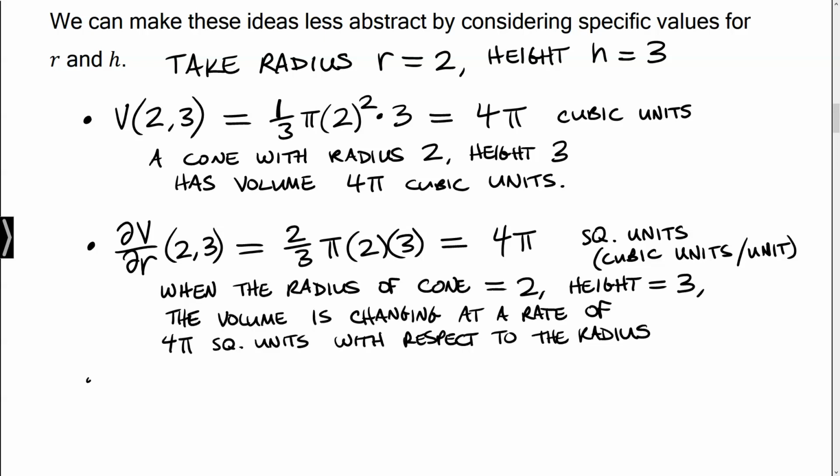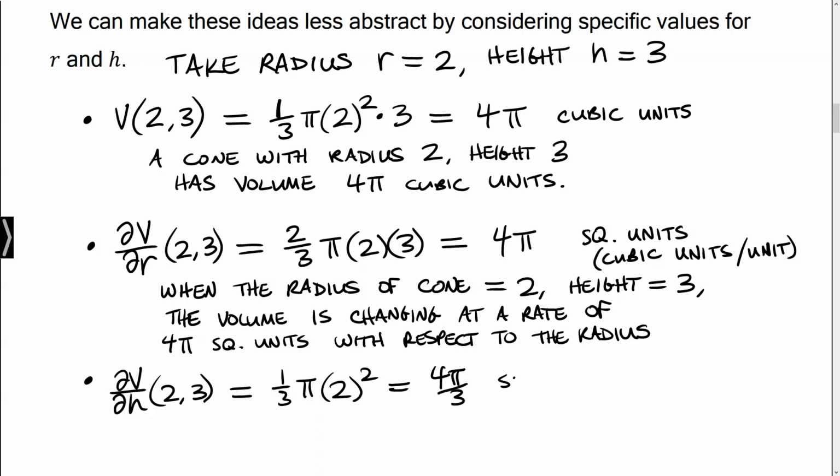And the last thing we could look at would be the partial with respect to height at 2, 3. Now the partial with respect to height was 1/3 pi r squared. So we got 1/3 pi 2 squared. So this is 4 pi over 3. The units are square units, and it's also still, secretly, cubic units per unit.